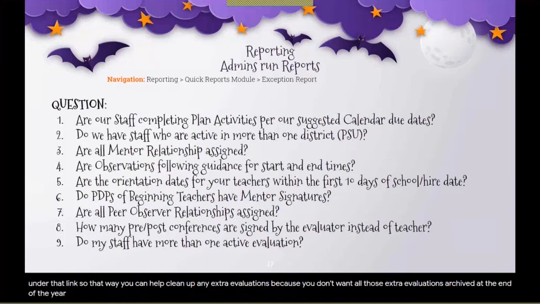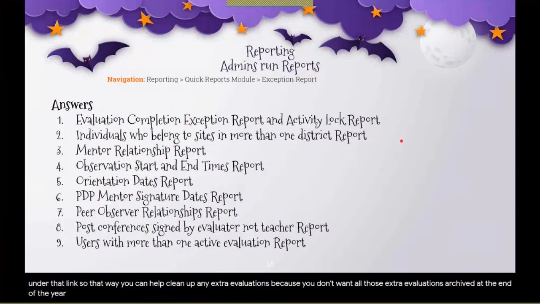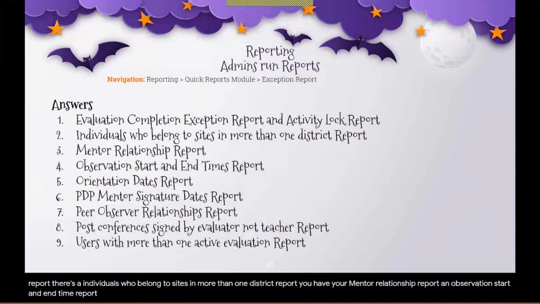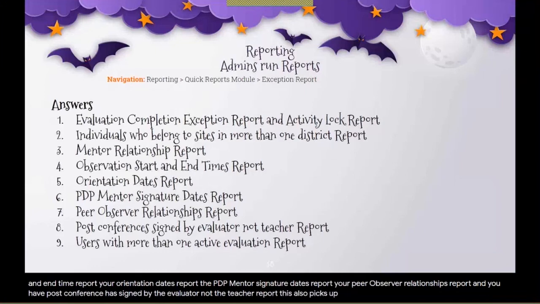So here are the reports that you can run. The evaluation completion exception report, the activity lock report, the individuals who belong to sites in more than one district report. You have your mentor relationship report, an observation start and end time report, your orientation dates report, the PDP mentor signature dates report, your peer observer relationships report, and you have the post-conferences signed by the evaluator, not the teacher report. This also picks up those pre-conferences.